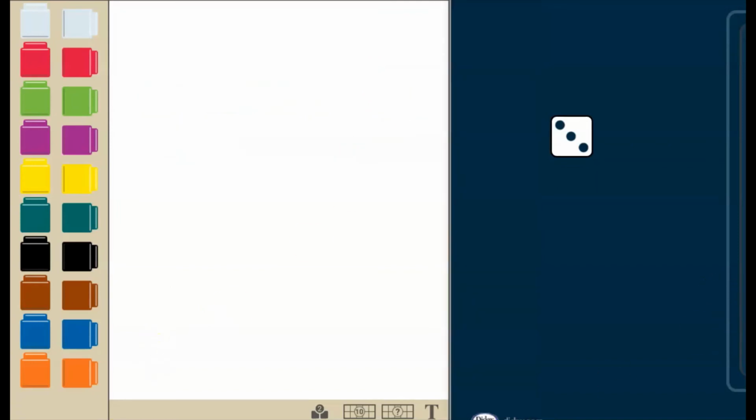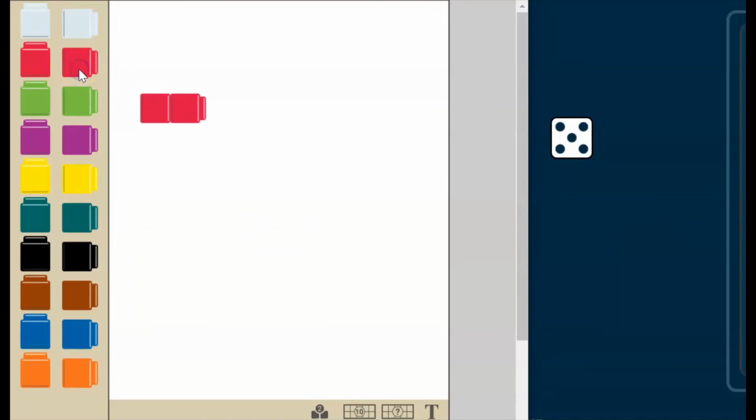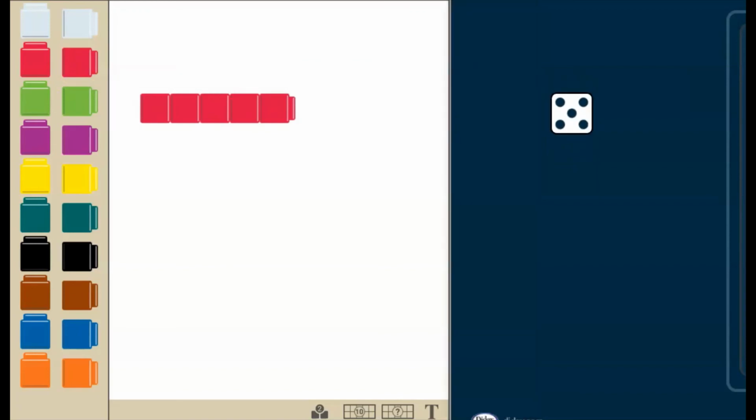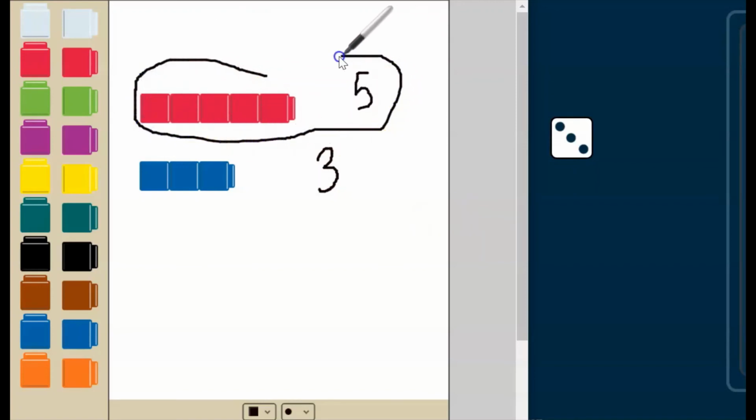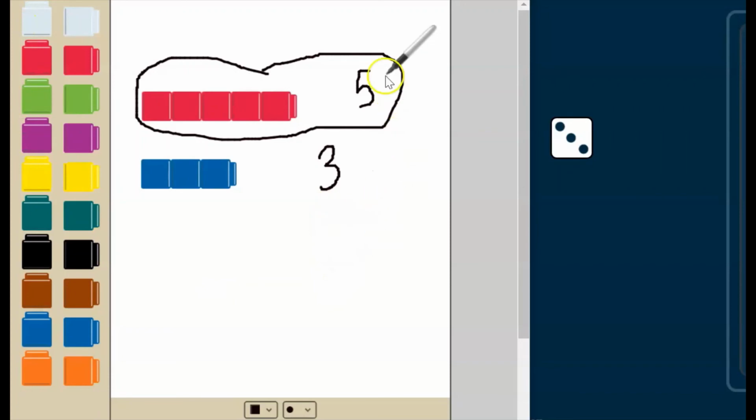All right, let's roll our dice again. All right, 5 dots. We're going to build a 5 stick. Count with me. 1, 2, 3, 4, 5. Let's find out our other number. 3 again. Here we go. 1, 2, 3. So we have a 5 stick and a 3 stick. Which stick is more? Your teacher's going to pause the video and talk about which stick has more. You probably said the 5 stick is more. 5 is more than 3. That makes 3 less than 5.